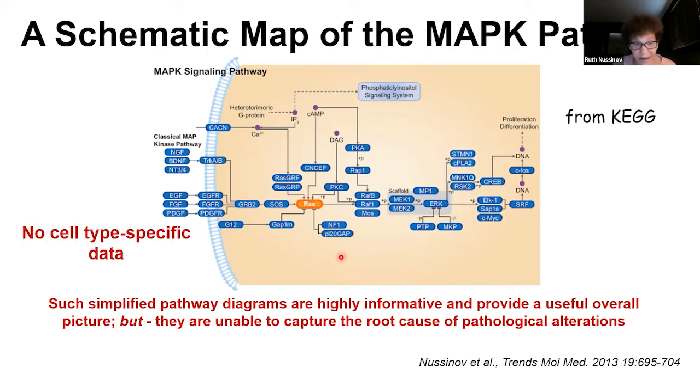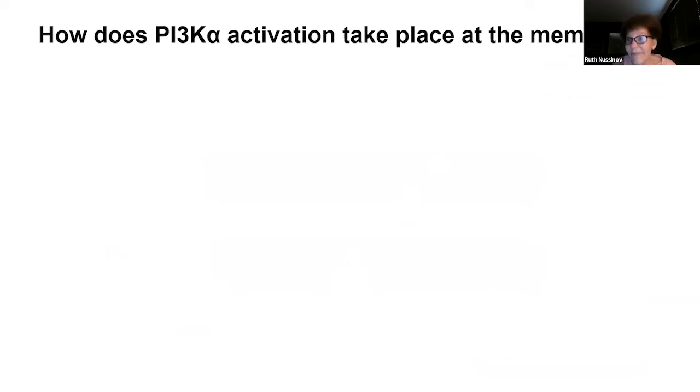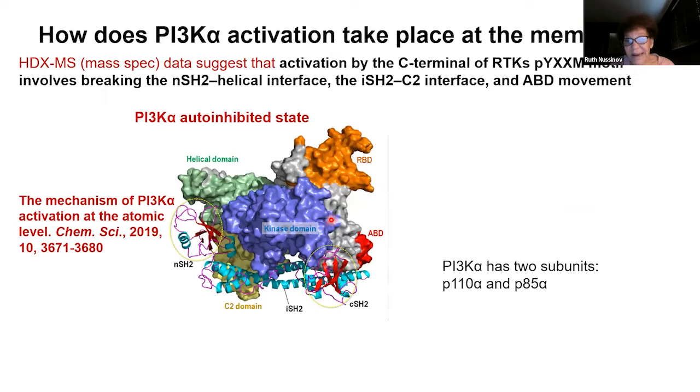In such maps, there are no cell type specific data and no structures. So, for example, they do not help us understand how the PI3K activation takes place in the membrane. PI3K is an extremely important enzyme. It's a lipid kinase. It phosphorylates PIP2 to PIP3 at the membrane.